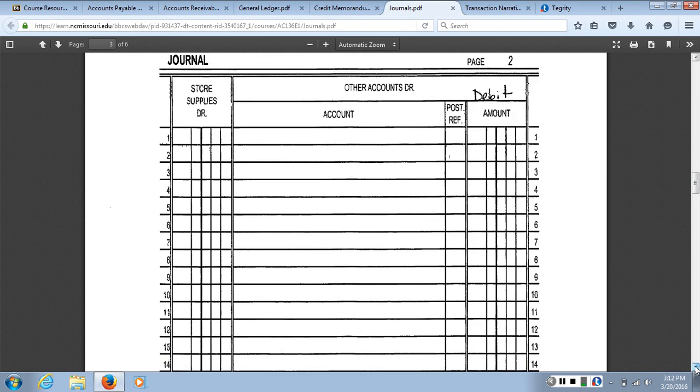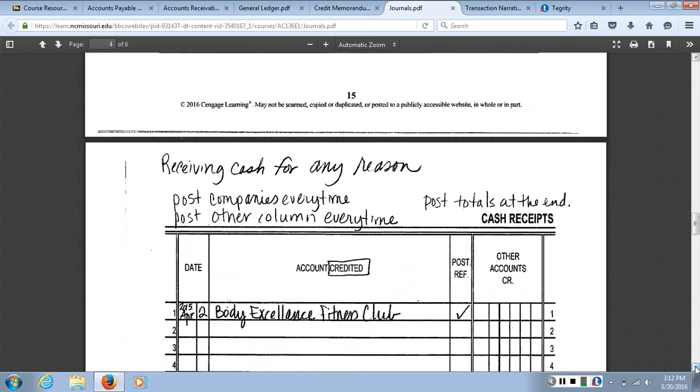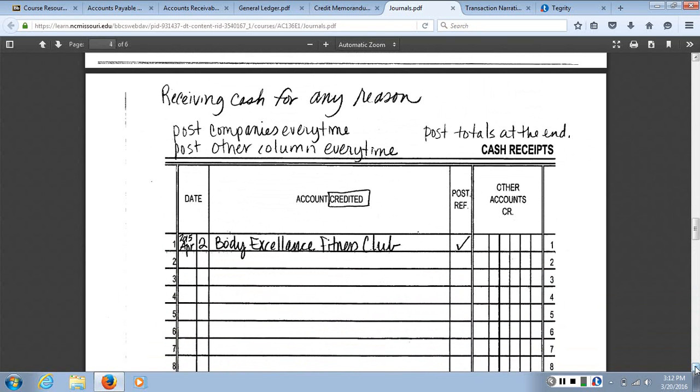The next journal that you have is a cash receipts journal. You're going to use this anytime you receive cash for any reason.